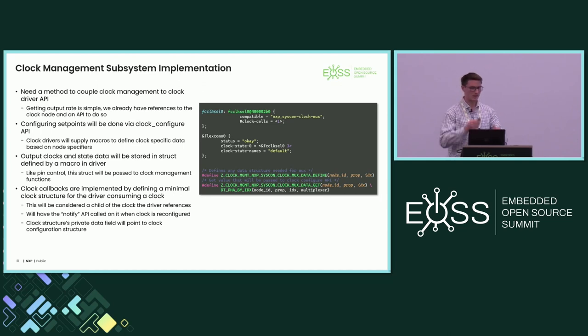From there, how do we implement clock callbacks? I said there are these two layers. What I think we can do is define a minimal clock structure for the consumer node, whether that be a UART, an I2C, whatever peripheral it is, and that clock structure implements the same notify API as all the other clock structures. So the infrastructure is the exact same, but as the callback goes down, the handler for the notify API at that level just forwards the callback to the consumer. That's how you hook that in.